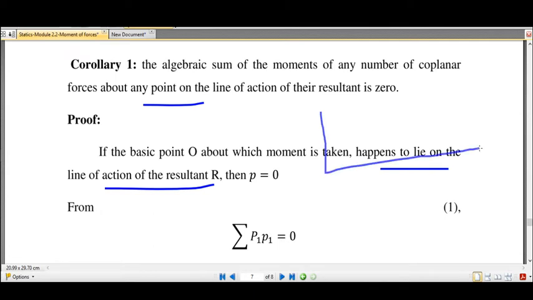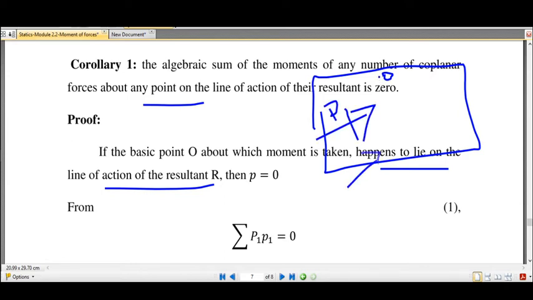Suppose O is the fixed point, and any number of forces B1, B2, and so on are acting. All the forces are coplanar forces, therefore all the forces lie on the same plane. Suppose the resultant passes through the fixed point O. Then the distance between O and the resultant is equal to 0. Therefore, small b is equal to 0.